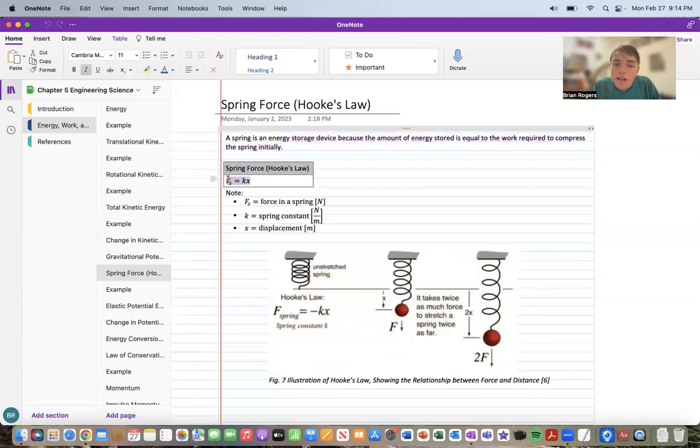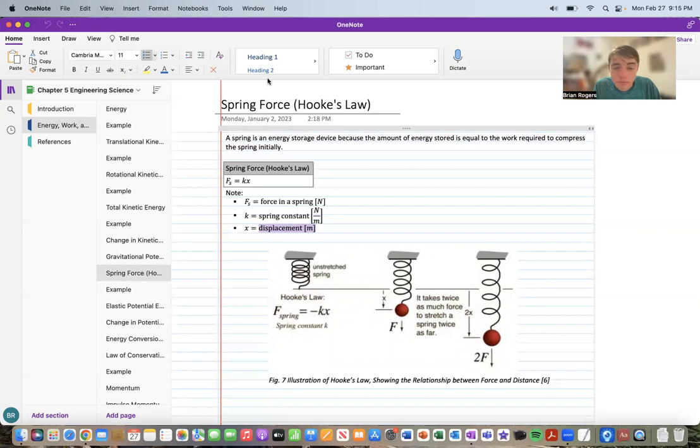Looking at the spring force, also known as Hooke's law, the force in a spring, which is given in newtons, is equal to the spring constant. The spring constant here is given by K, and it's given in units of newtons per meter, times the displacement X, which is given in units of meters.